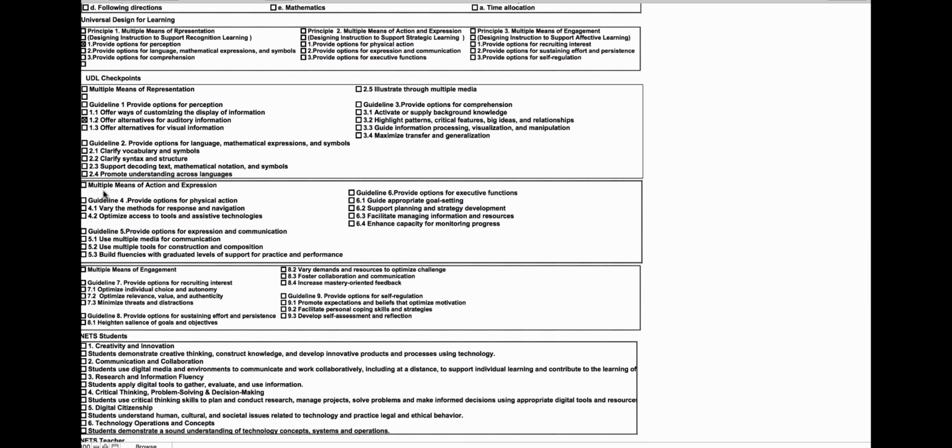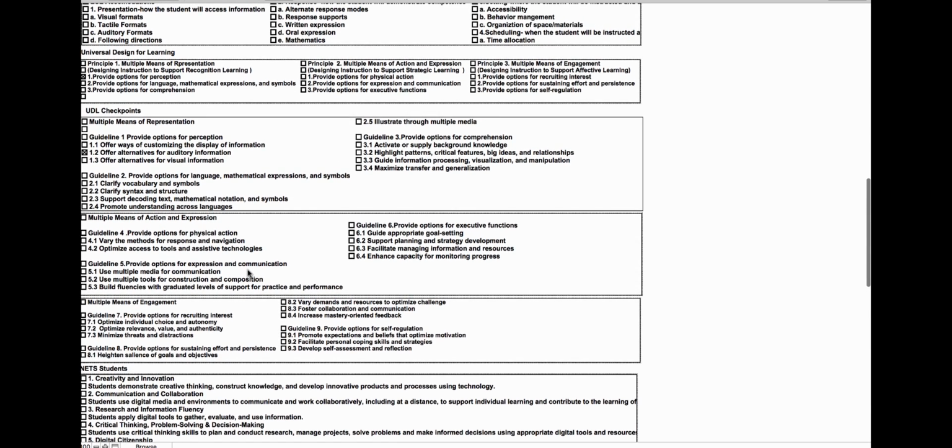You can do the same if you're focusing on multiple means of action and expression and multiple means of engagement. It is highly advised that when starting with Universal Design for Learning implementation in your lesson, that you start simply by focusing on just one section. For example, just focus on multiple means of representation.